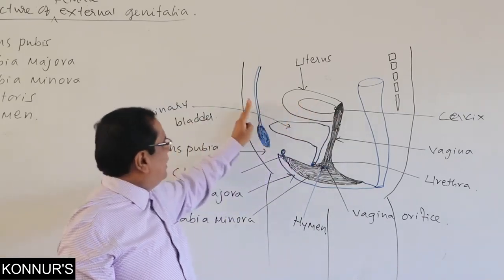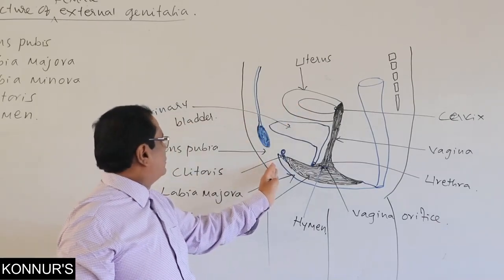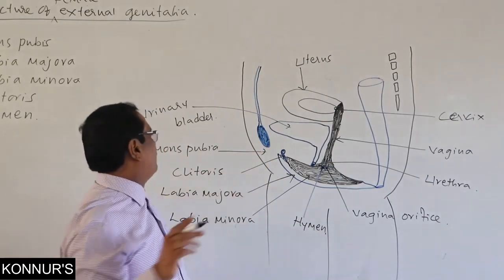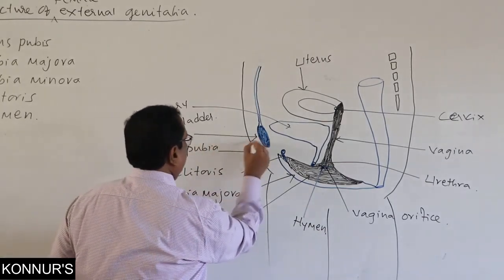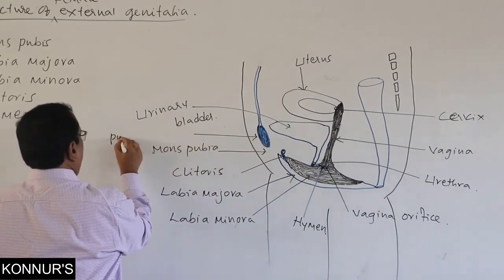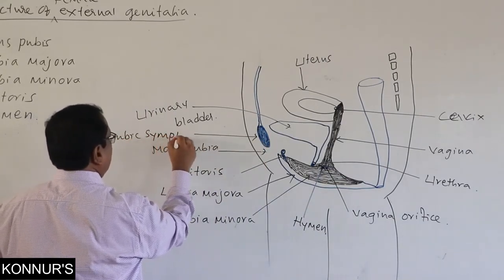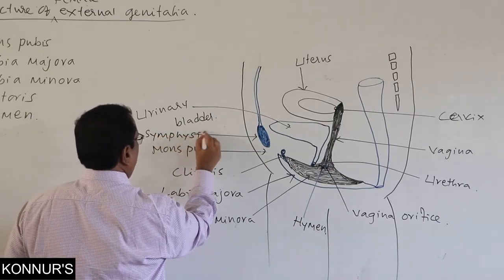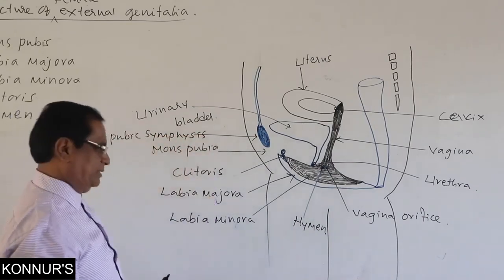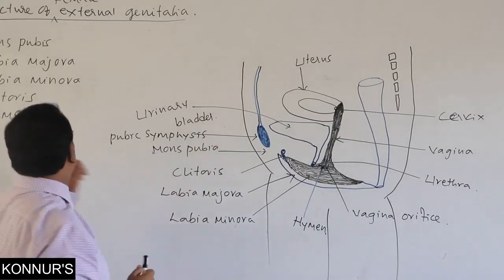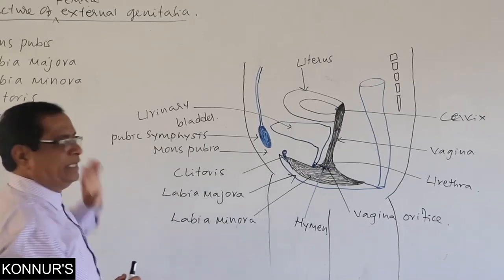And in that cushion of fatty tissue, that is mons pubis, where we do see the pubic symphysis. Pubic symphysis. It is about the structure of female external genitalia.